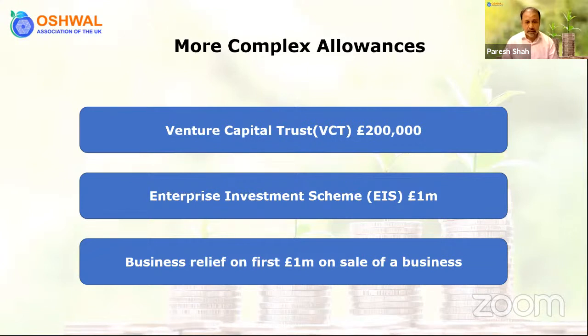So again, all of those things are for people who are, I would say, slightly more sophisticated investors and understand the risks involved in the venture capital trust and enterprise investment scheme. Obviously, if you have a business, you know the risks involved in there already. So I think those are worth bearing in mind and worth looking at if you have income that you want to reduce your income tax. Next slide.